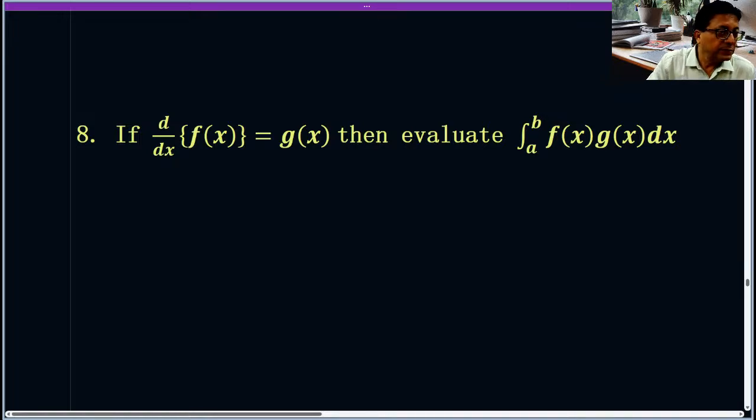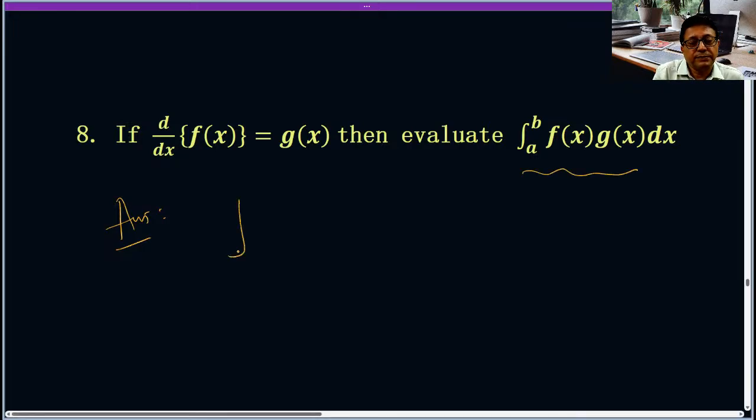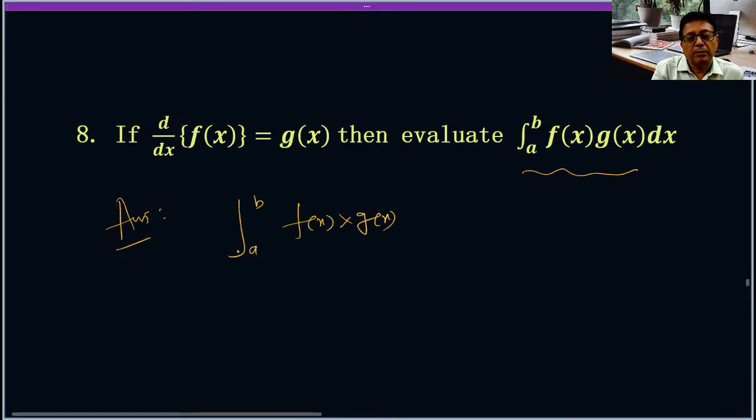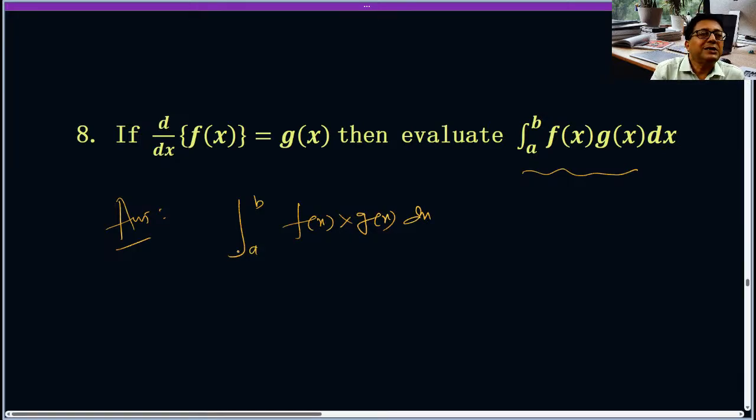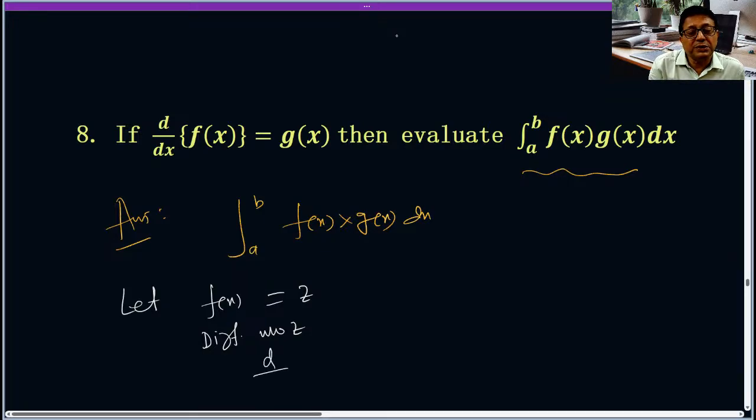This is okay or not? Ddx of fx equal to gx given, you have to evaluate this. See, this is a very simple question. You just make a substitution there. Let fx equal to z. Let fx equal to z. Differentiating with respect to x.